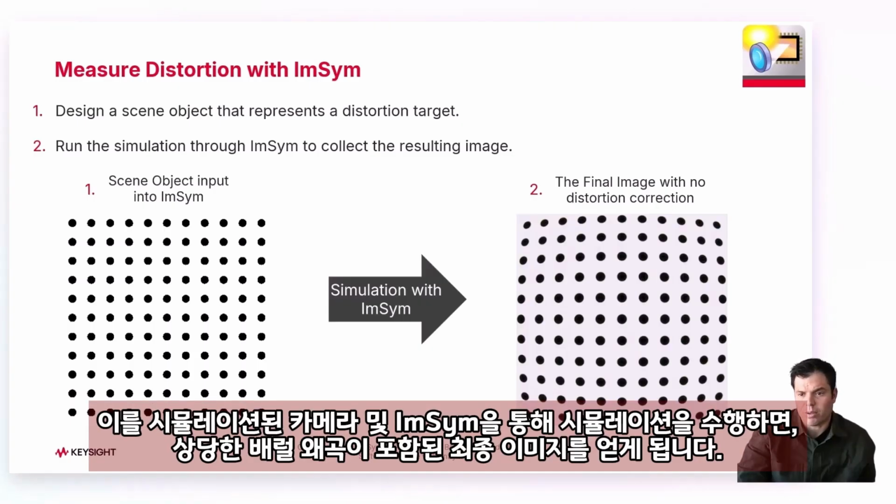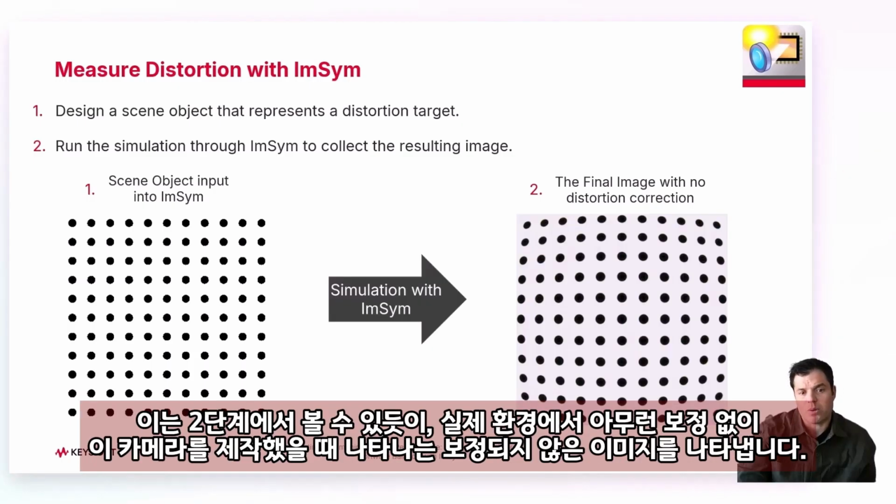We can bring that simulation through ImSym with the simulated camera, and we can end up with the final image with a significant barrel distortion. This represents the uncorrected image that you would see if you were to build this camera in the real world with no correction, seen here in step 2.